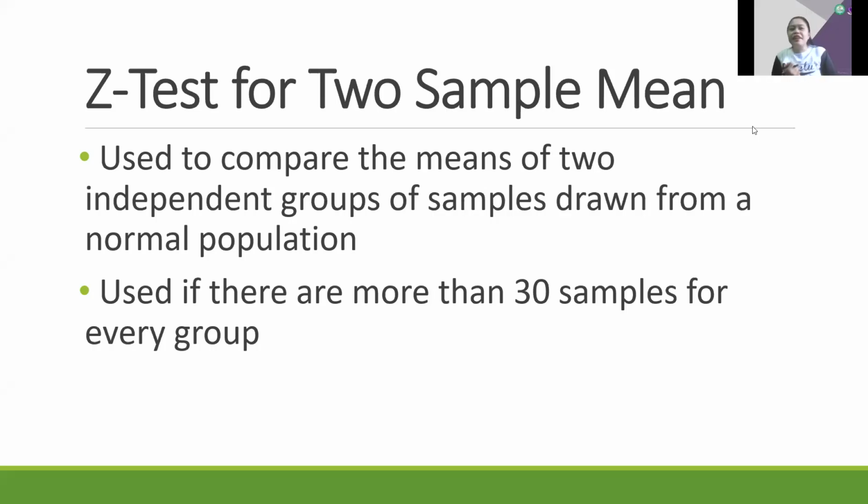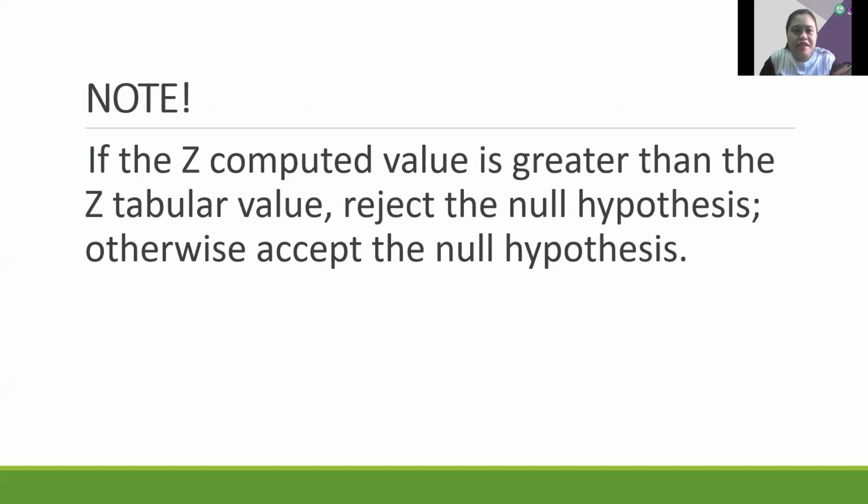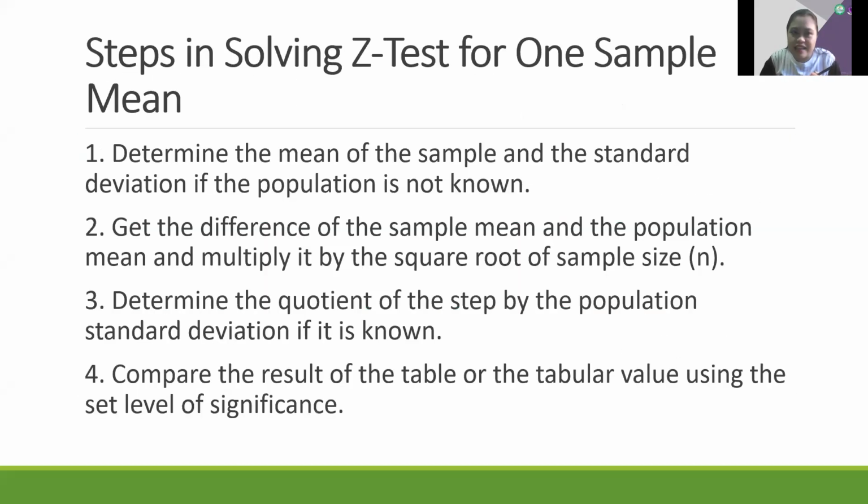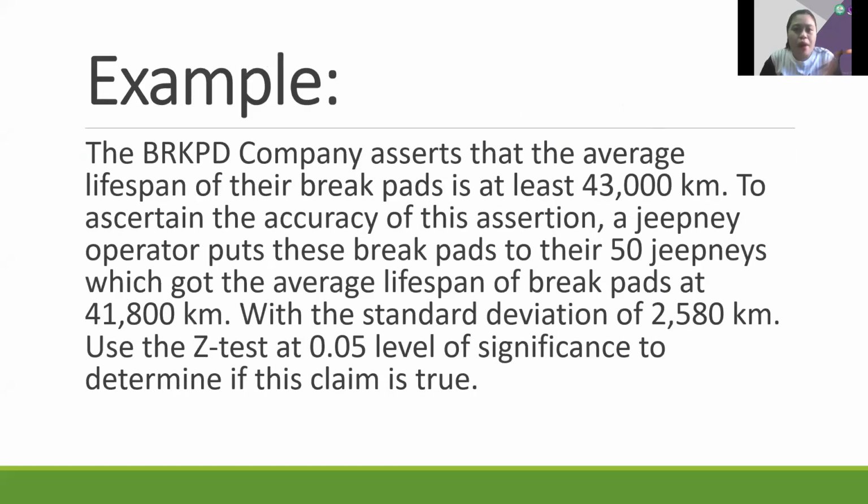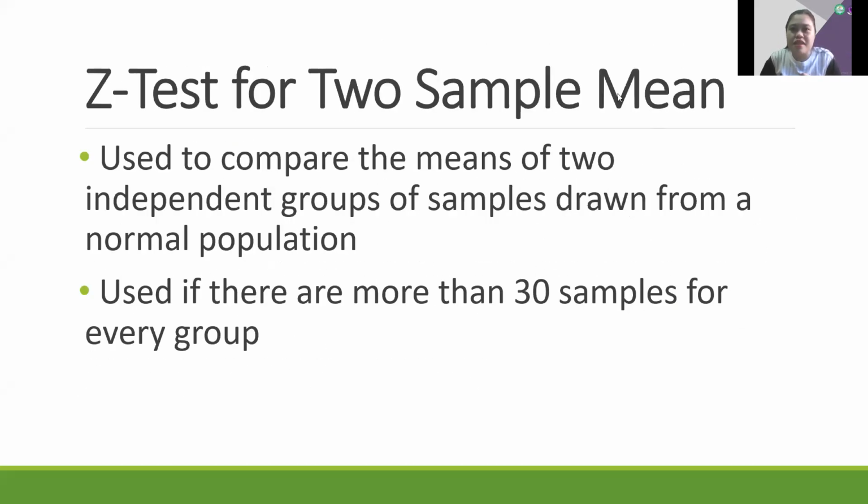Again, let's continue. We ended our discussion with the z-test for one sample mean, wherein you will have one group of sample and then you are going to compare it to the population mean. However, there are also instances that we will have two sample means, which means we have two independent groups, but take note that they are taken from one population only. Okay, from a normal population.